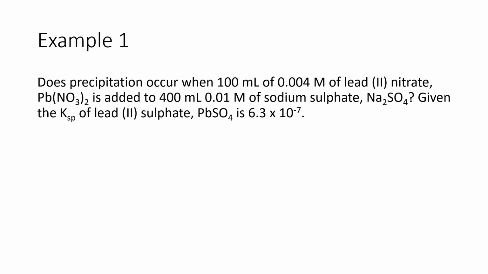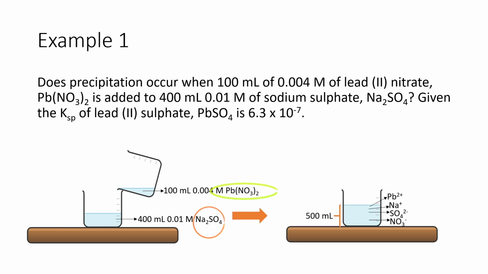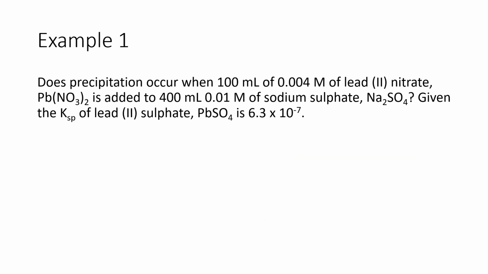So for this question, you are mixing two soluble salts, lead(II) nitrate and sodium sulfate, together. After mixing, you want to determine whether precipitation of the insoluble salt, lead(II) sulfate, could occur in the mixture. How should we tackle this type of question?